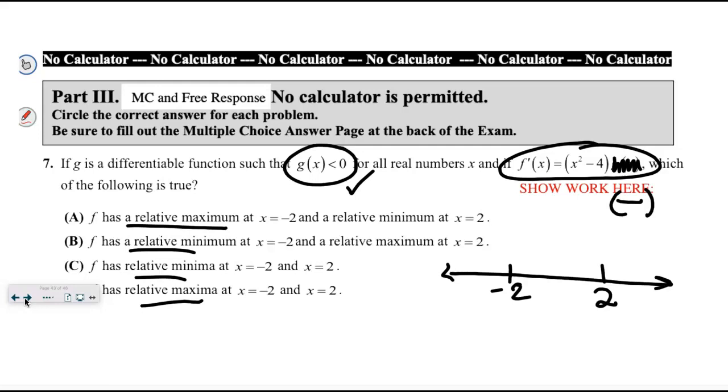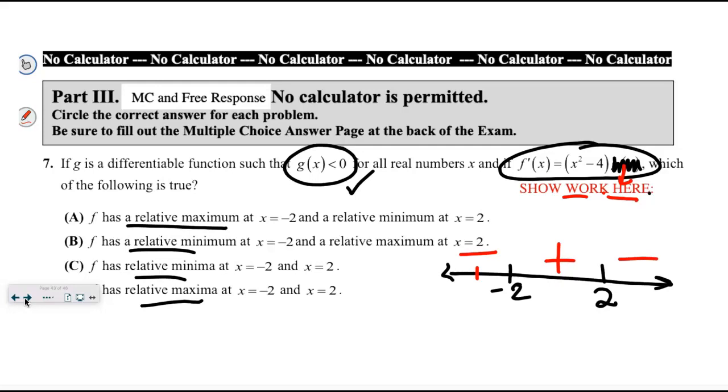So if I were to put in a negative 3, okay, I would have 9 minus 4, which is 5, times a negative. We would be negative in that area. Any number there would have given me 1. Most logical thing to choose for this interval would be 0. 0 minus 4 would be negative 4, but remember, G was always negative.